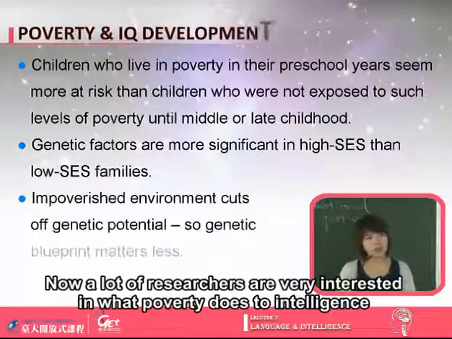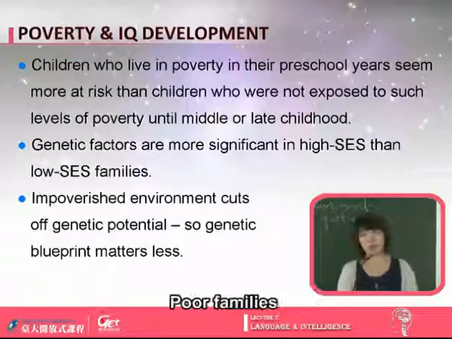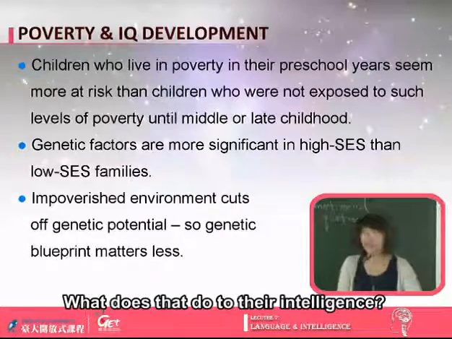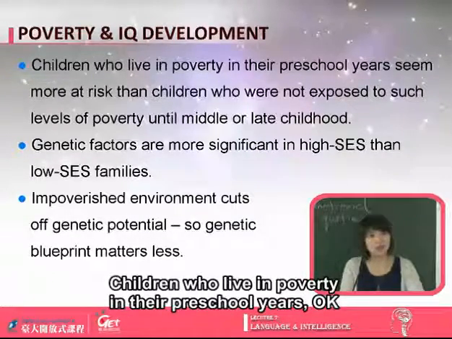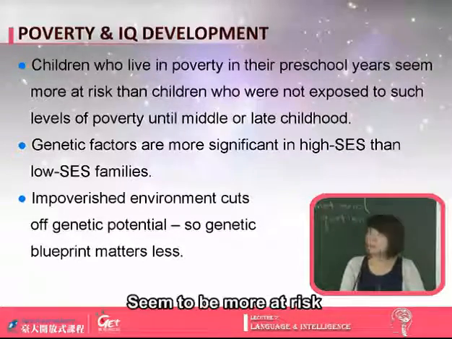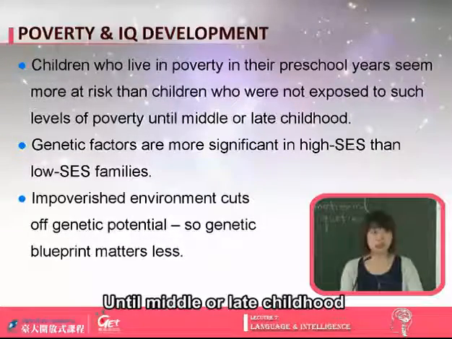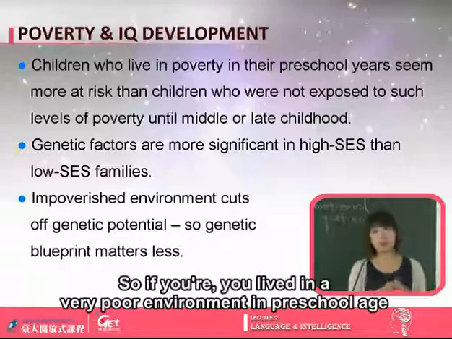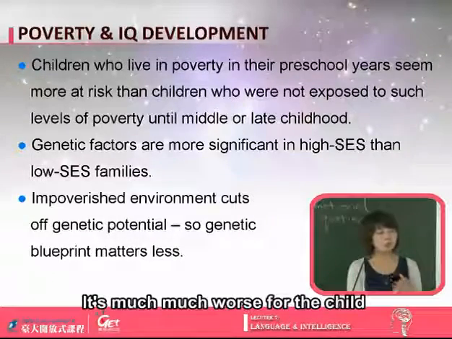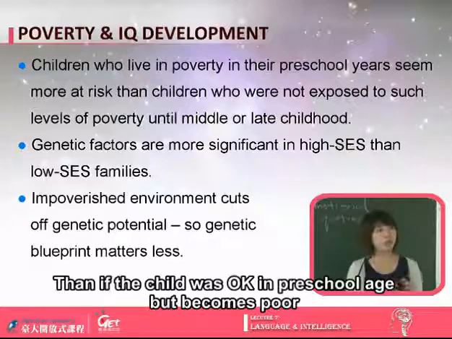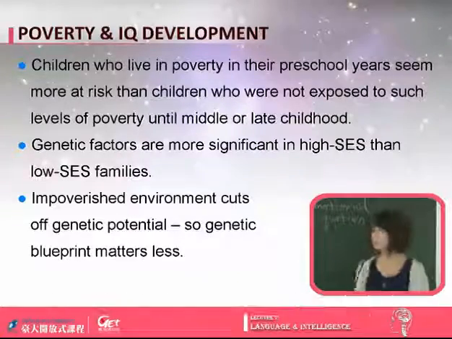Now, a lot of researchers are very interested in what poverty does to intelligence. When children are raised in a very deprived environment, in poor families, what does that do to their intelligence, and how and why? Children who live in poverty in their preschool years, coming back to think about critical periods, seem to be more at risk than children who are not exposed to such levels of poverty until middle or late childhood. So if you lived in a very poor environment in preschool age, so before 6 or before 7, it's much worse for the child than if the child was okay in preschool age but becomes poor in middle childhood or late childhood.